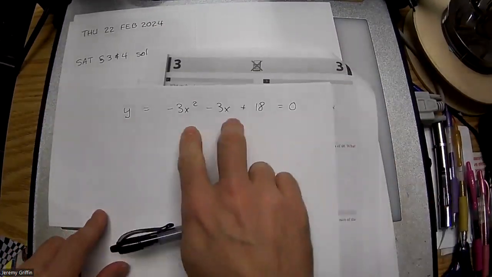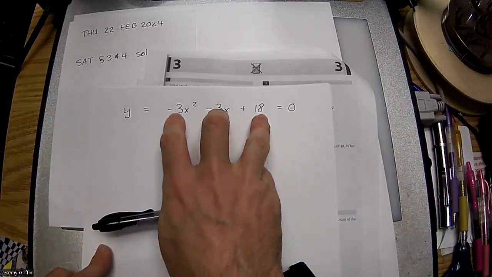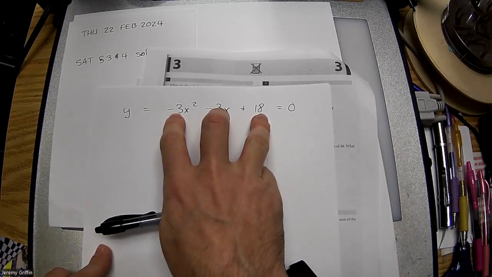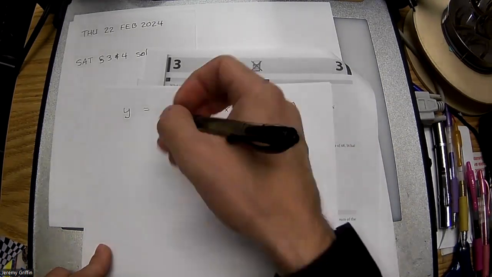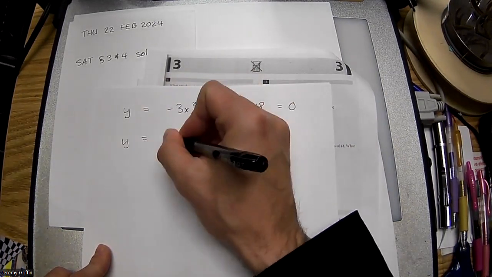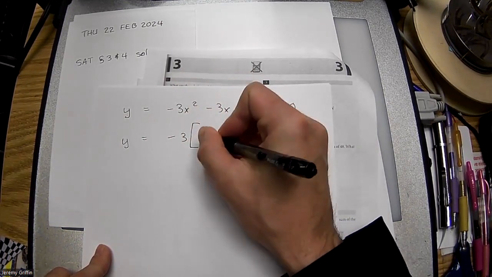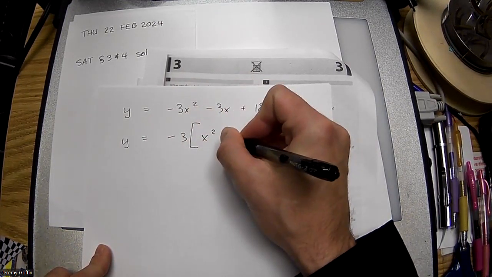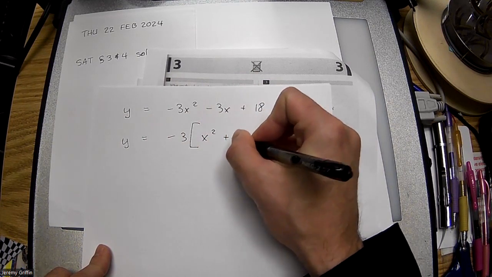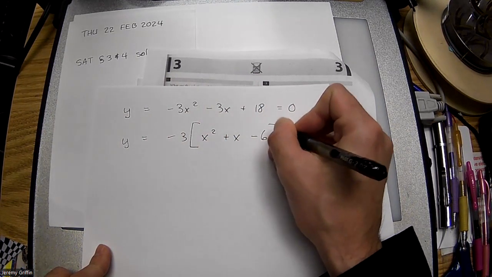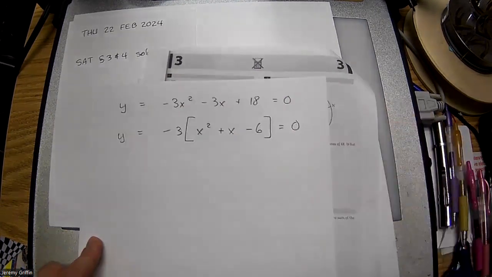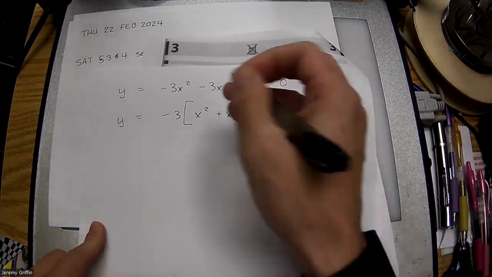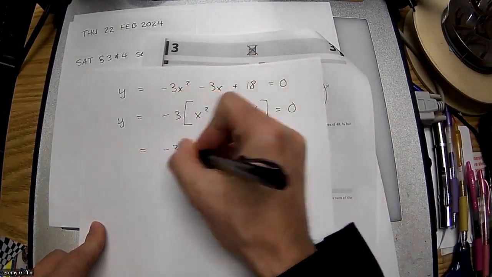So, maybe we want to factor. Hey, I see 3 terms that all have multiple of 3. Can I pull a 3 out? I'll do maybe one better than that. I'll pull a -3 out. -3 times x squared plus x minus 6, I think. Is that what that is? Did I do that right? I think. Okay. Catch me if I make a mistake somewhere.